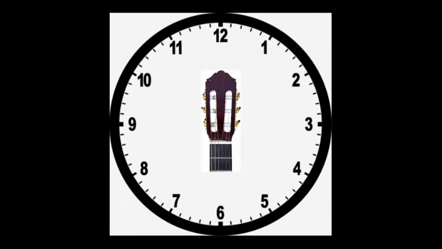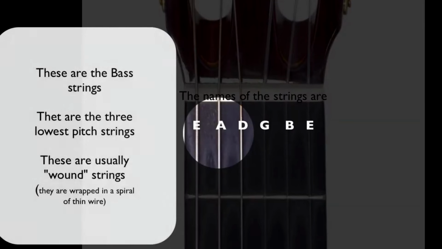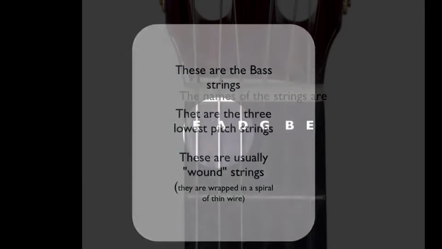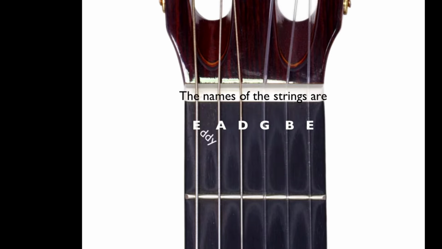Names of the strings. You got the bass side, the lower pitched strings. And you've got the treble side, which is the thinner, higher pitched strings. If you know the names of the strings, you can help to get yourself oriented that way. You can hear it goes from low to high. If you're not sure about that, go back to the website and look at the theory from the ground floor page and get some more information about pitch and direction.